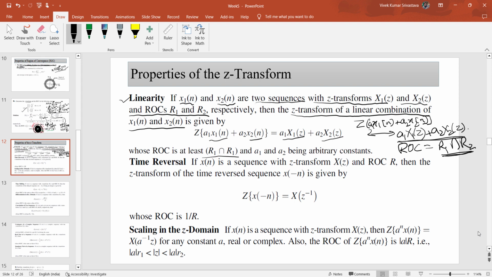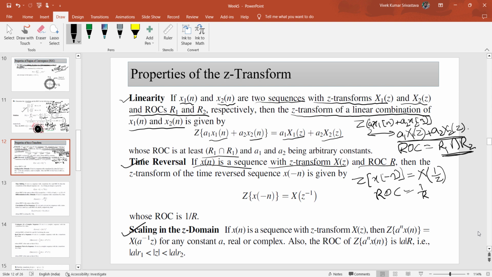Now the second property is time reversal. If x of n is a sequence with z transform X of z and ROC R, then the z transform of the time reversed sequence x of minus n is X of 1 by z, and the ROC is also inverted, that is 1 over R. So this is the second property, the time reversal property.